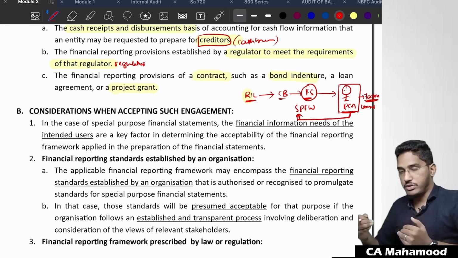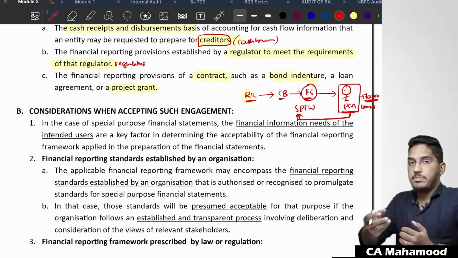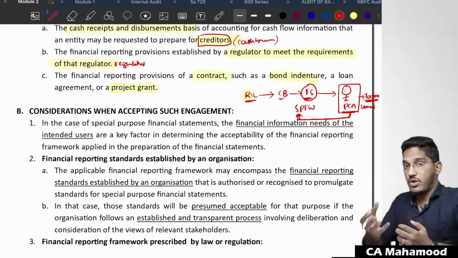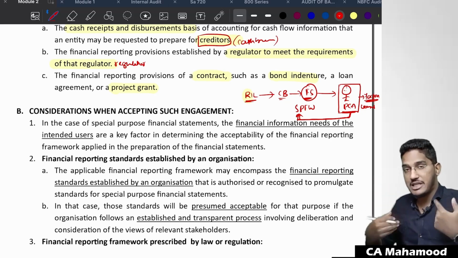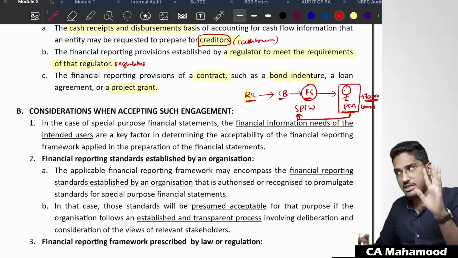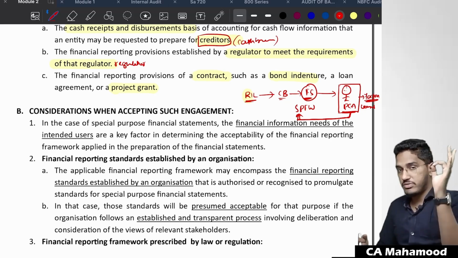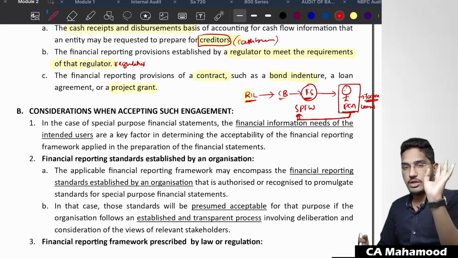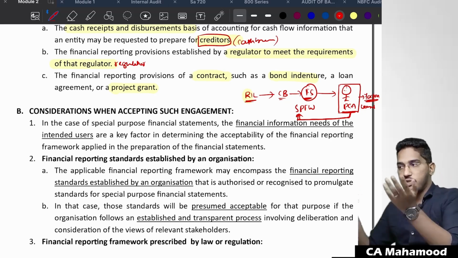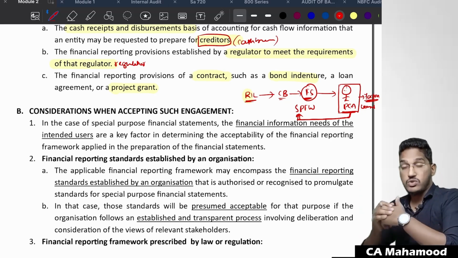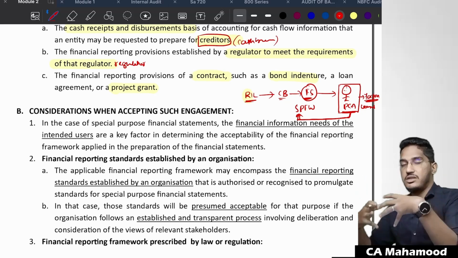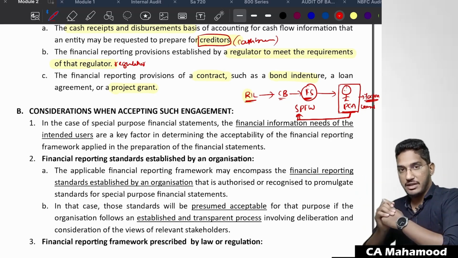A client has approached you and requested, sir, please audit the financial statements which we have prepared as per special purpose framework. Our banker wants us to prepare the financial statements on cash basis. Sir, these are the financial statements which we prepared on the cash basis. Please do the audit. Now you have to decide whether you should accept that audit assignment or not. What considerations and factors do you have to keep in mind for accepting that audit?